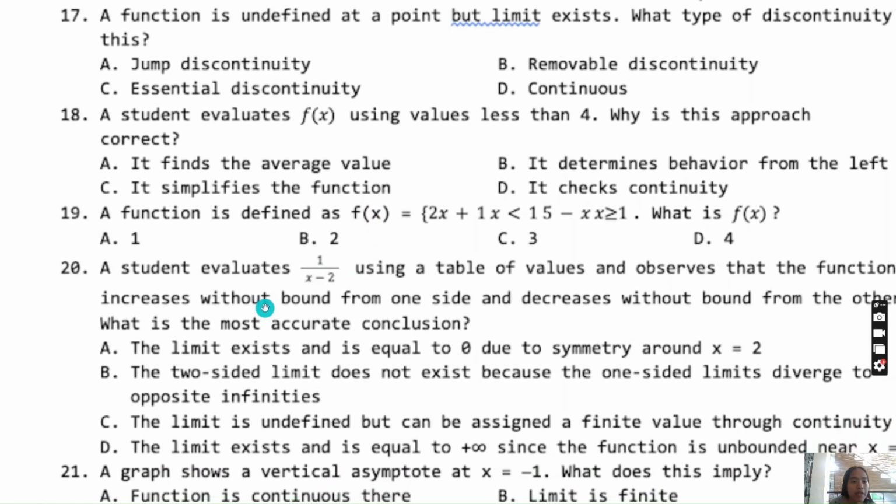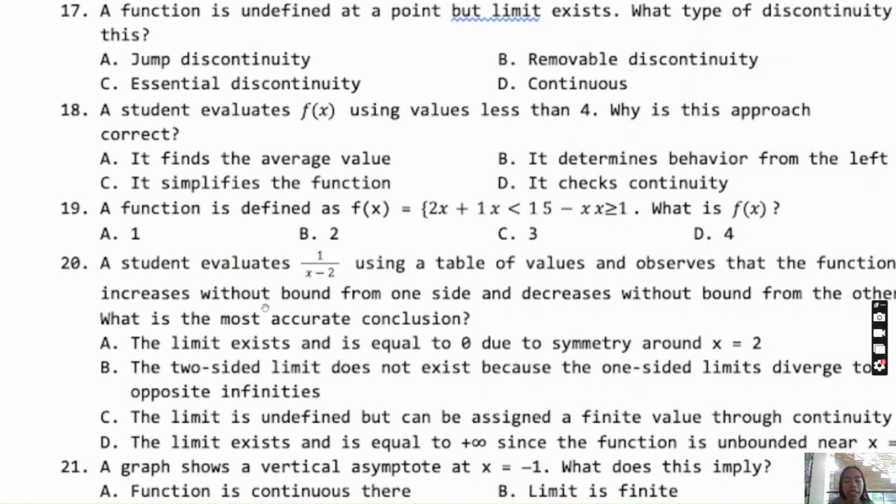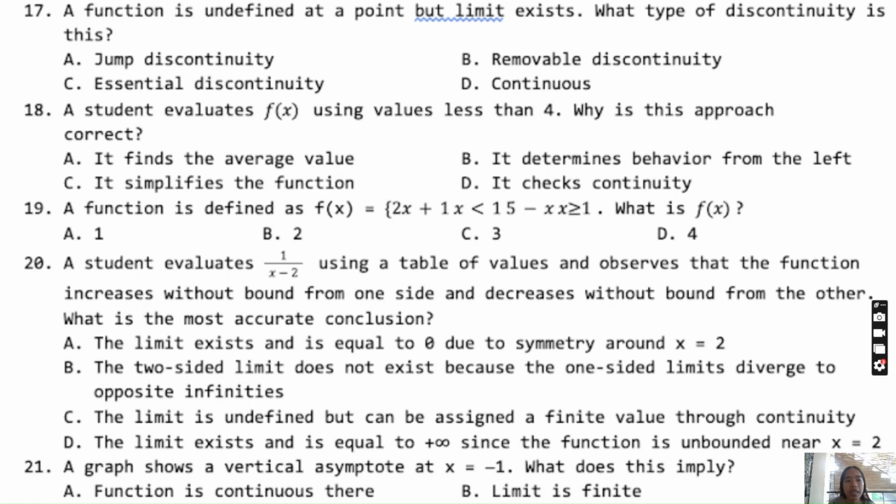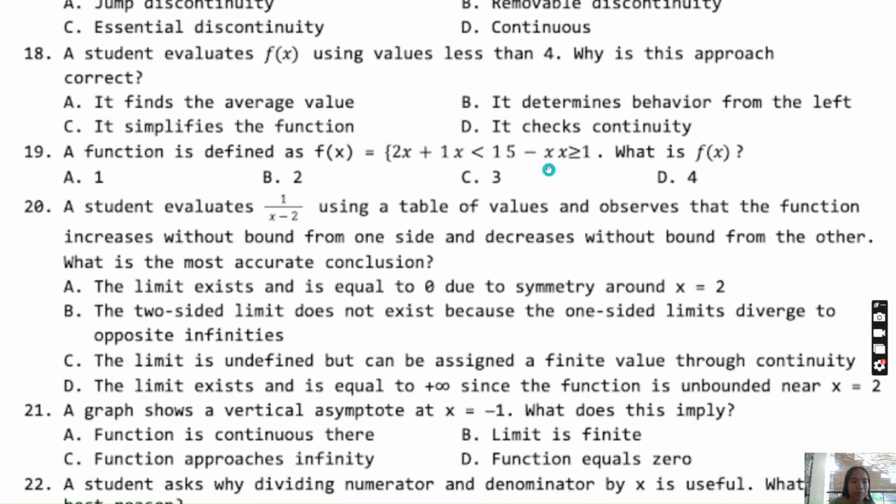The question goes, a function is undefined at a point but the limit exists. What type of discontinuity is this? So the answer is letter B, removable discontinuity. Because if the limit exists but the function is not defined at that point, the discontinuity can be removed. This usually appears as a hole in the graph. So that is why the answer is letter B.